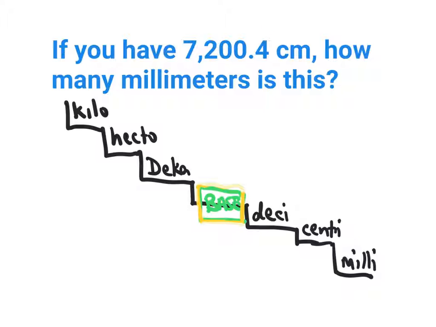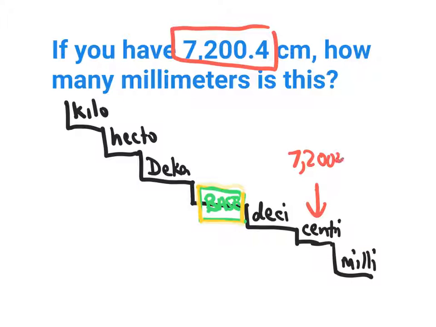So in this case, we have 7,200.4 centimeters. So we're actually on this stair. So that's 7,200.4. Here's my decimal. And we're going from centimeters, and we want to go to millimeters. So this is one step. It's this stair right here. So we're going to go one step down to the right.